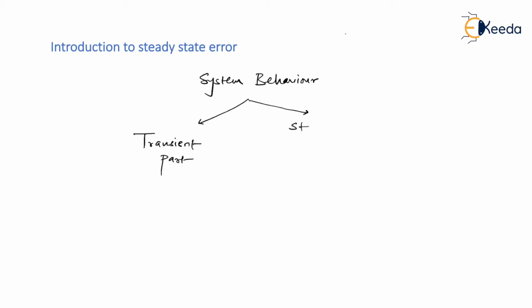So far what we have studied is the system behavior in the transient part, and now I have to see the system behavior in the steady state part. So let me have a classification here. We study this system behavior in two parts. The first part is called the transient part, and the remaining part is called the steady state part.